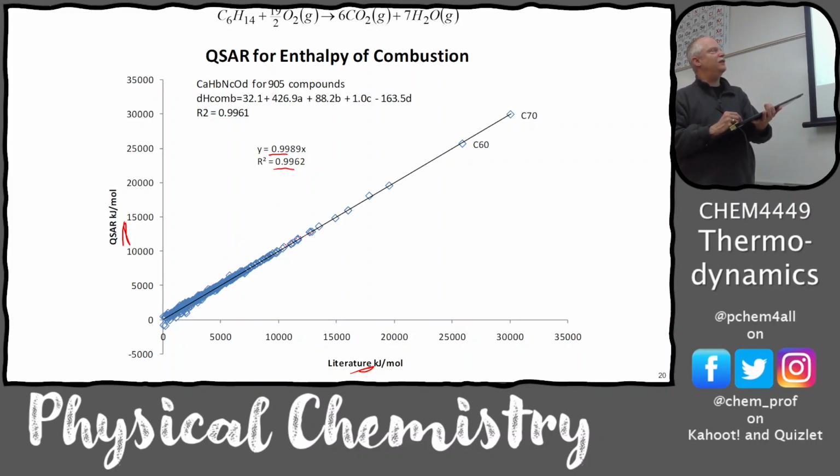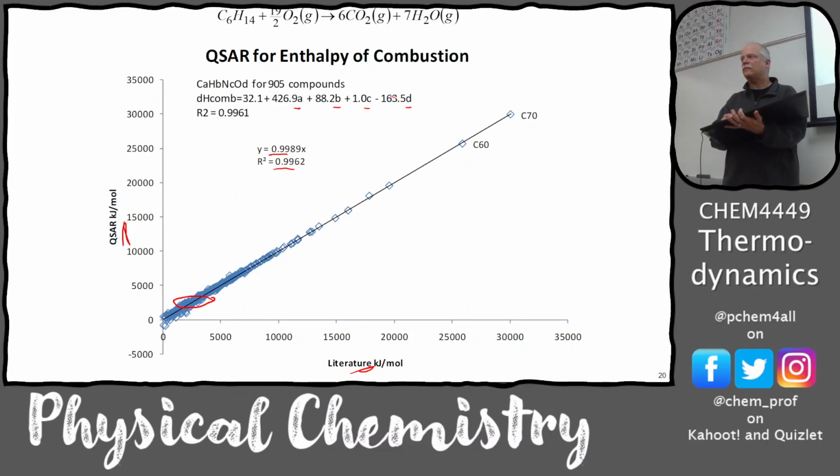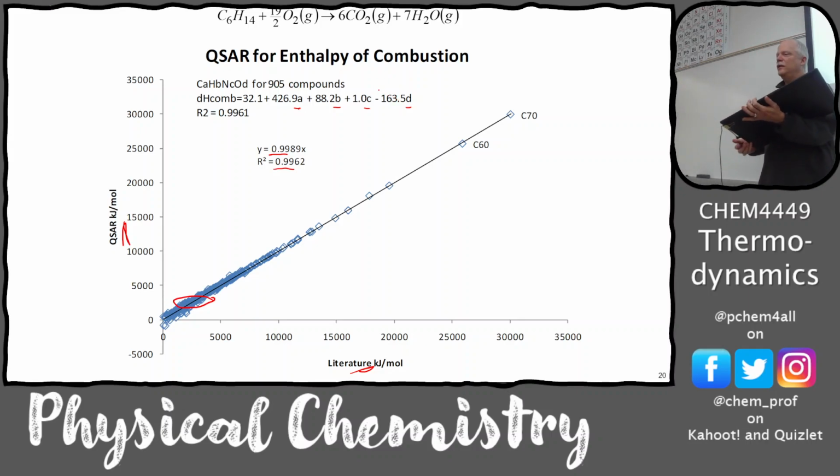And it's mainly because I have these really heavy compounds that really stretch it out and make a very good trend. Why is there so much spread down here? Well, look at the model. It's C_A, H_B, N_C, O_D. So here's A, B, C, and D. So all I need is the molecular formula to calculate the enthalpy of combustion.